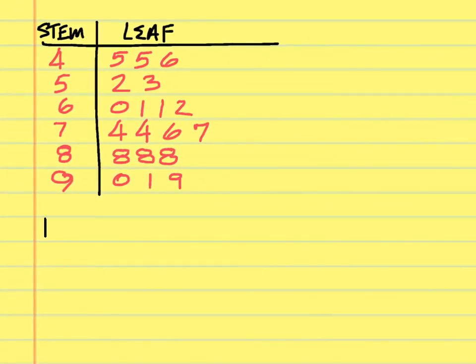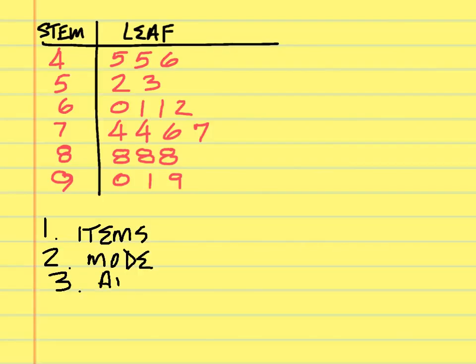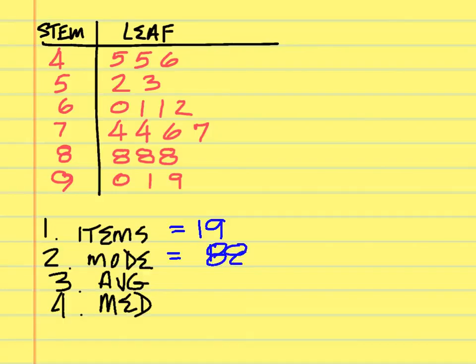For this problem, find the number of items, find the mode, the average, and the median. For this practice problem, how many items do we have? 19. And what's the mode? The mode is 88. Alright. And what's the average? Average is 70. And what's the median? Median is 74. Alright, if you have all those, come on up.